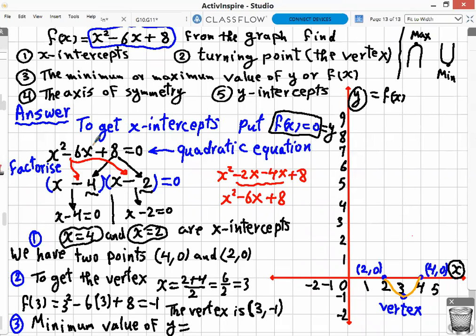Then, in your graph, this is the y line. Any value for y must be on this line. Then here is 2, 0, 4, 0. If you put any point here, it will be maybe 1, and you can calculate it. Then here is our vertex, x is 3, and y is -1.